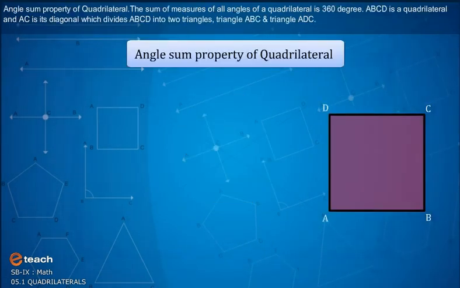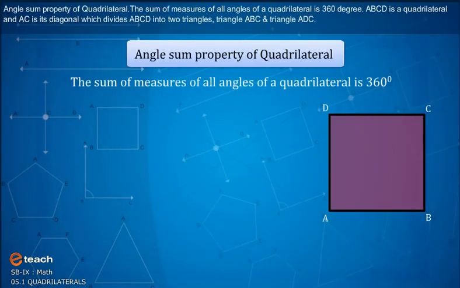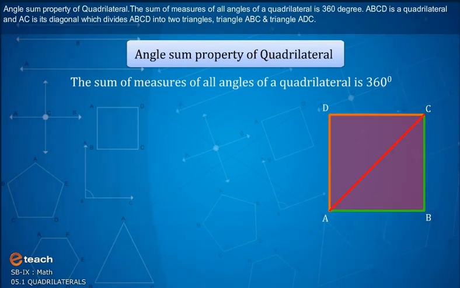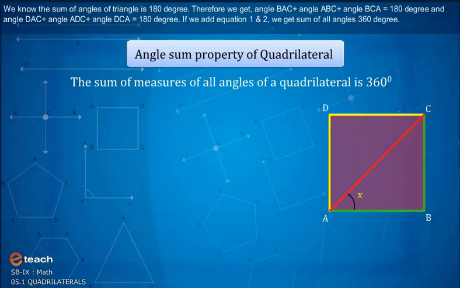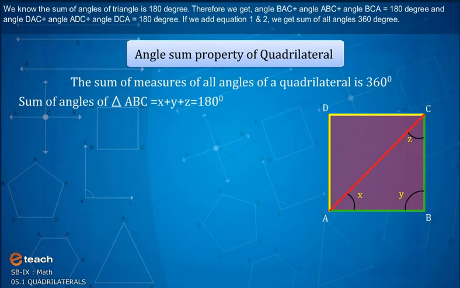Angle. Some property of quadrilateral. The sum of measures of all angles of a quadrilateral is 360 degrees. ABCD is a quadrilateral and AC is its diagonal, which divides ABCD into 2 triangles, triangle ABC and triangle ADC. We know the sum of angles of a triangle is 180 degrees.